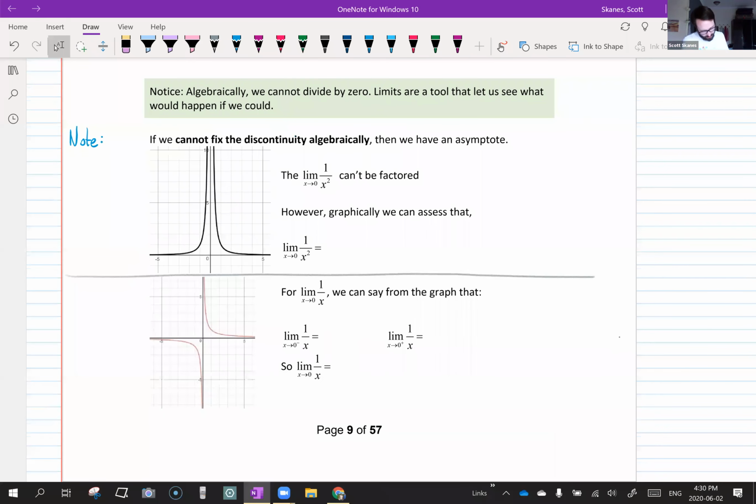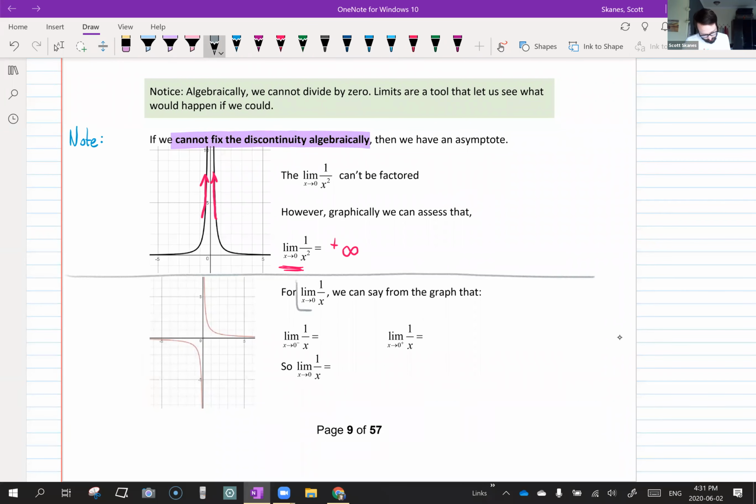There's a little bit of a note here. It says that sometimes we can't fix it using algebra, but you can look at it and notice that it has an asymptote. So look at the graph here. We notice the function 1 over x squared, if it looks like this, what's the limit going to be? Well, this is like Mohammed asked me earlier. As x goes to 0, both sides are agreeing. That side's going to positive infinity. That side's going to positive infinity. So the answer is positive infinity.